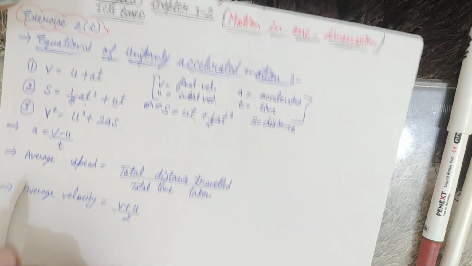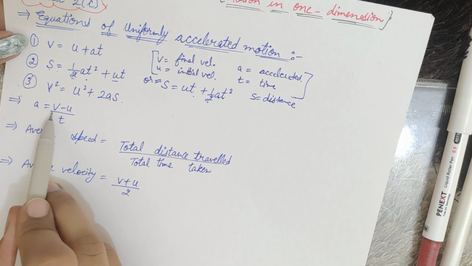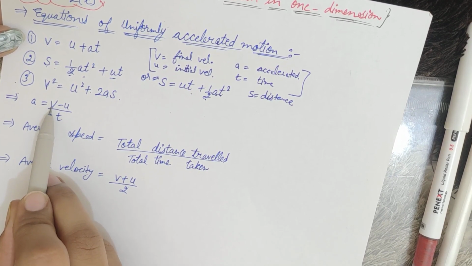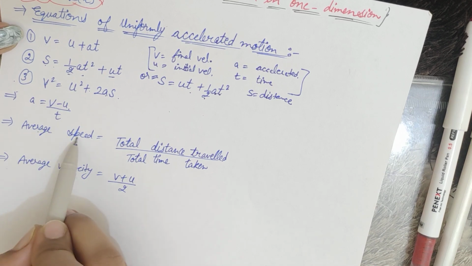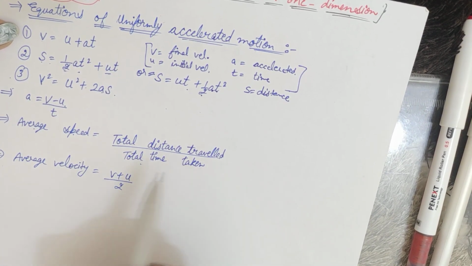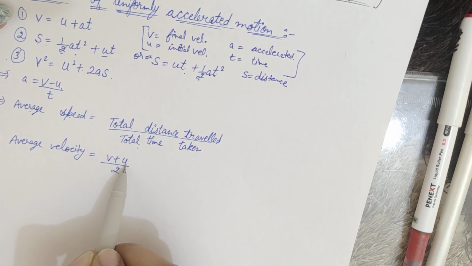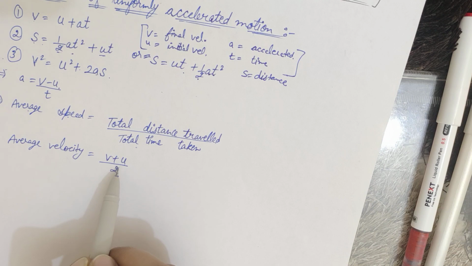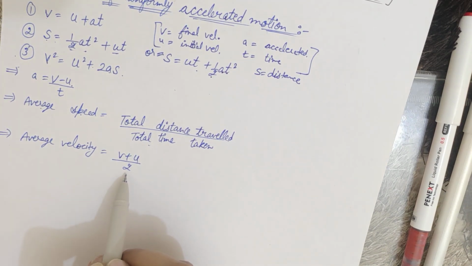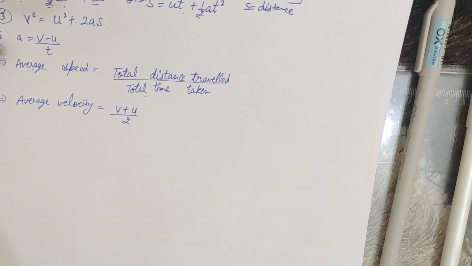The next is, these we have done in the first exercise also. That is, acceleration is equals to change in the velocity divided by the time. Change in velocity is final minus initial. Average speed is total distance traveled divided by the total time taken. Average velocity we can find as the sum of the two velocities which are given in the question divided by the 2, which gives us the average value for the velocity. So let's begin with the first question.